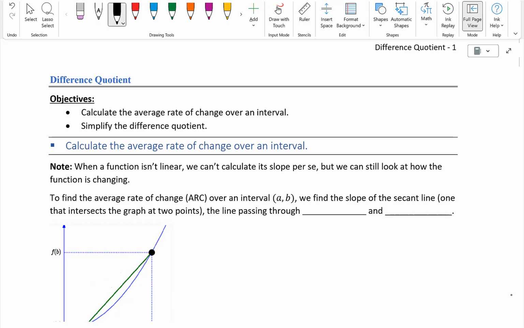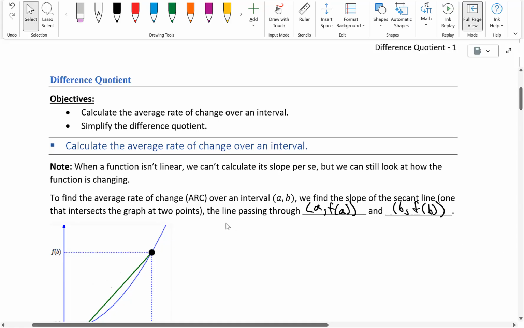we can't calculate its slope per se, but we can still look at how the function is changing. To find the average rate of change, or ARC, over an interval from a to b, we find the slope of the secant line, one that intersects a graph at 2 points. The line passing through the points (a, f(a)) and (b, f(b)).